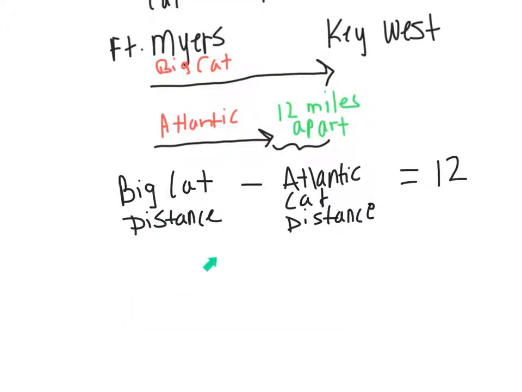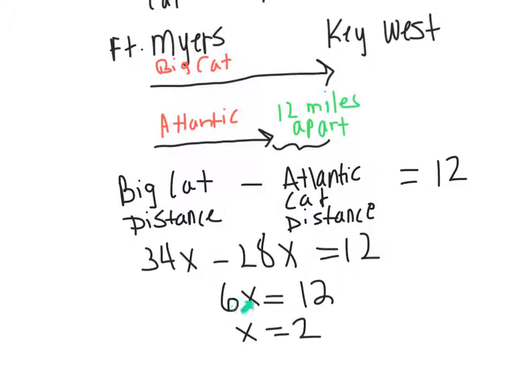Translating this diagram to an equation with words, it means that the Big Cat's distance minus Atlantic Cat's distance will be equal to 12. Well, we're going to look up at our chart, and we have our distance expression for the Big Cat and the Atlantic Cat. So look in your distance column in your chart. The Big Cat distance was 34x minus Atlantic Cat 28x equals 12. And this is a simple enough equation for us to solve.